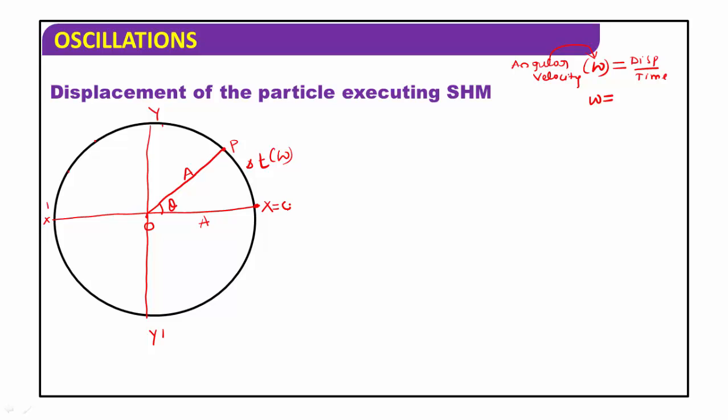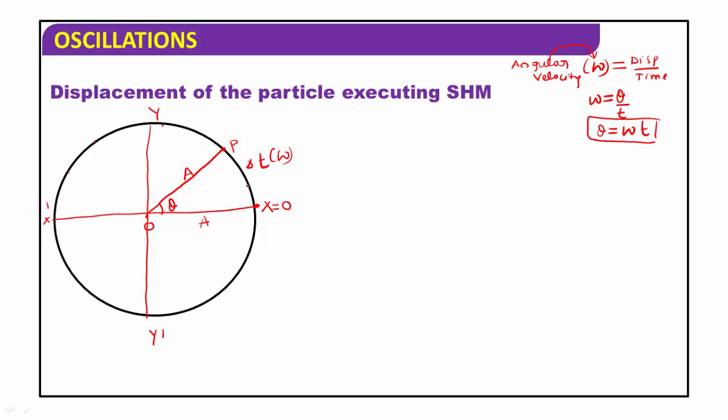This is the mean position. When the particle performs uniform circular motion, it moves through a certain distance, which is called angular displacement. Angular displacement theta divided by time t gives the angular velocity, so angular displacement theta is equal to omega into t.